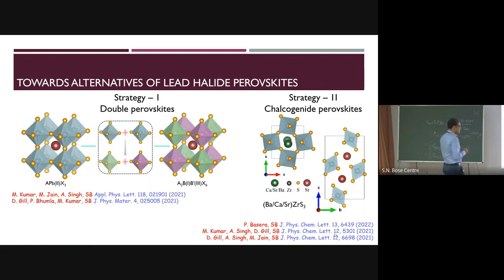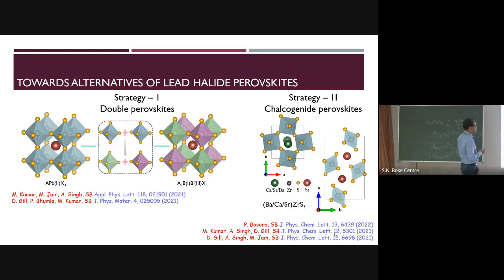So what we did is that we followed two strategies. One way is to go for a double perovskite, so you start with ABX3 and go to A2B'B''X6. So we just doubled it, and the double-valence Pb is replaced with single-valence and triple-valence cations. That's the idea of a double perovskite. Then we try to see whether the double perovskite serves the purpose for solar cell application.